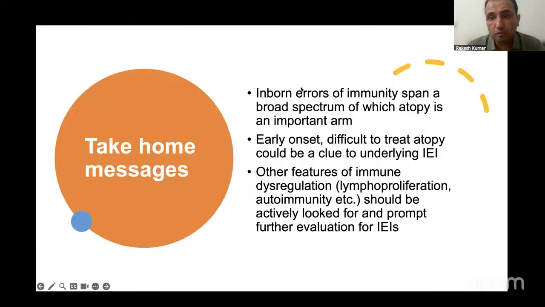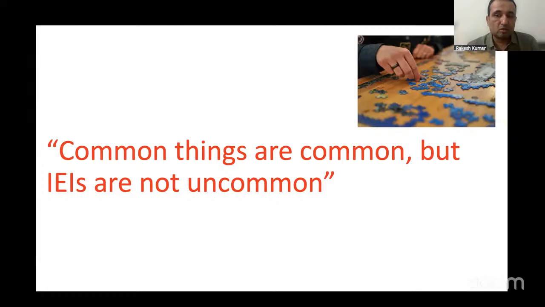So inborn immunity spans a broad spectrum, of which atopy is an important arm, and early onset, difficult to treat atopy could be a clue to an underlying IEI. Other features of immune dysregulation should be actively looked for, and prompt further evaluation is essential in these patients. The common things are common, but IEIs are not uncommon, and whenever we have an overlap and there are features highlighting an underlying immune defect, these patients should be evaluated for that.